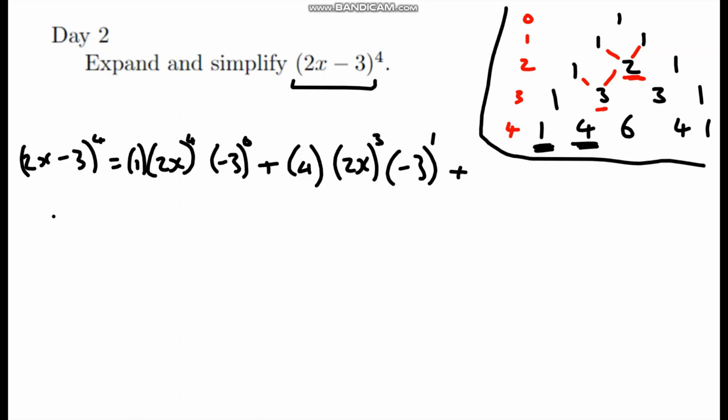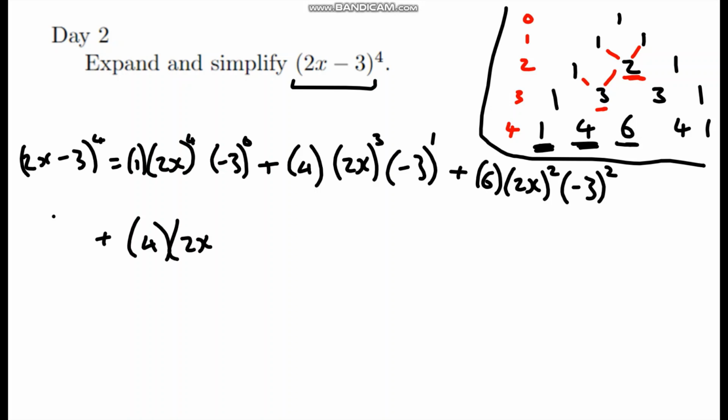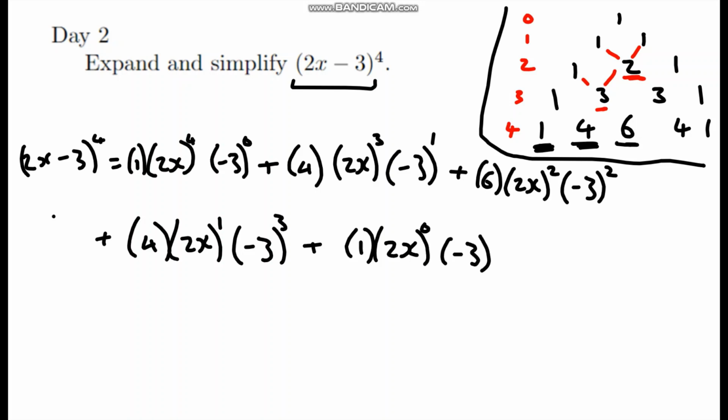We're going to do the same. We're going to get the coefficient here. We're then going to take the first term, reduce the power again, increase the power, take the coefficient, decrease the power, increase the power, and then our final coefficient. Decrease the power and increase the power.